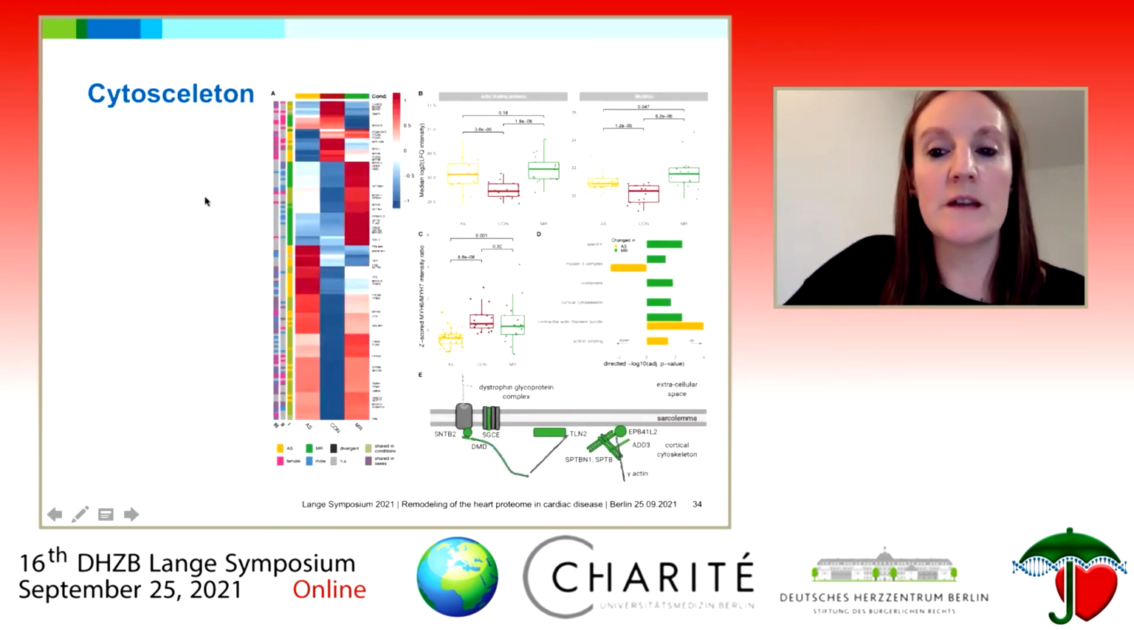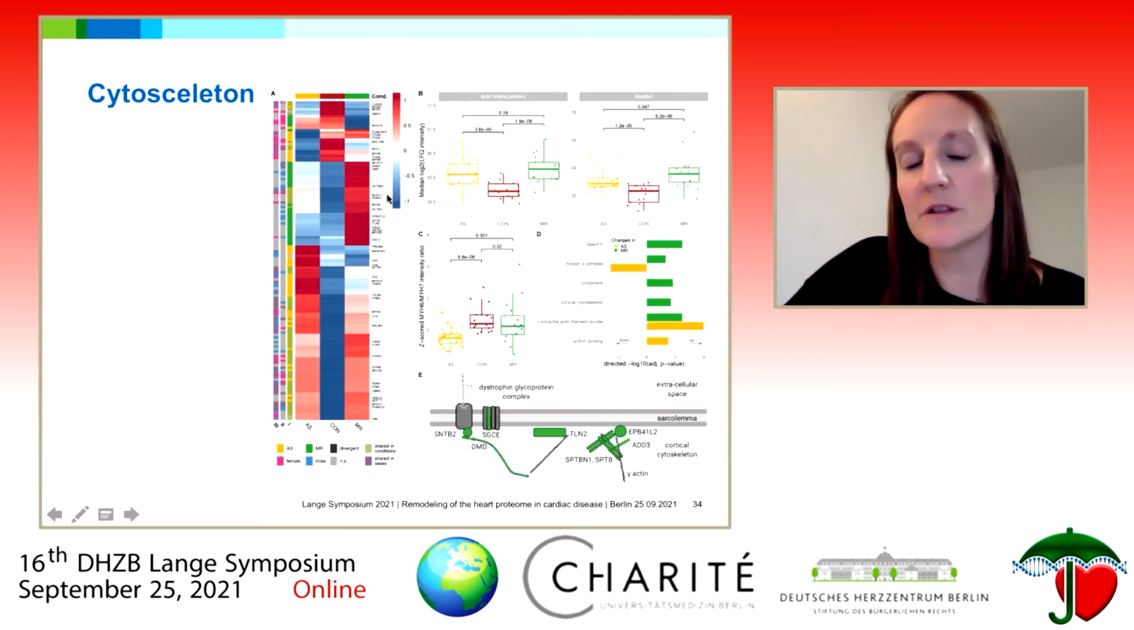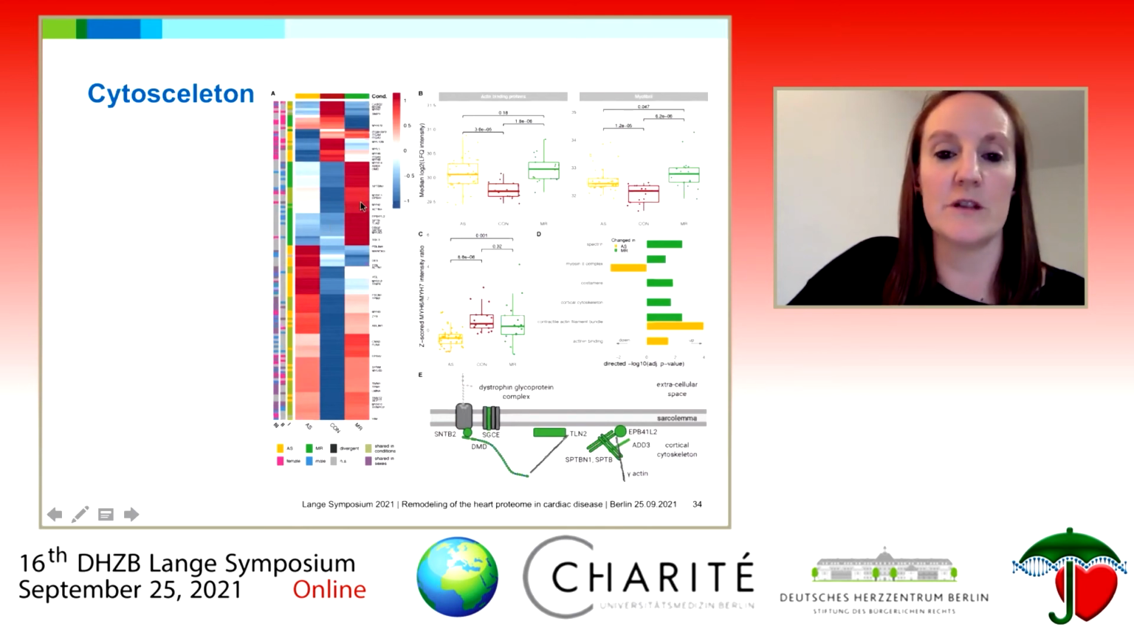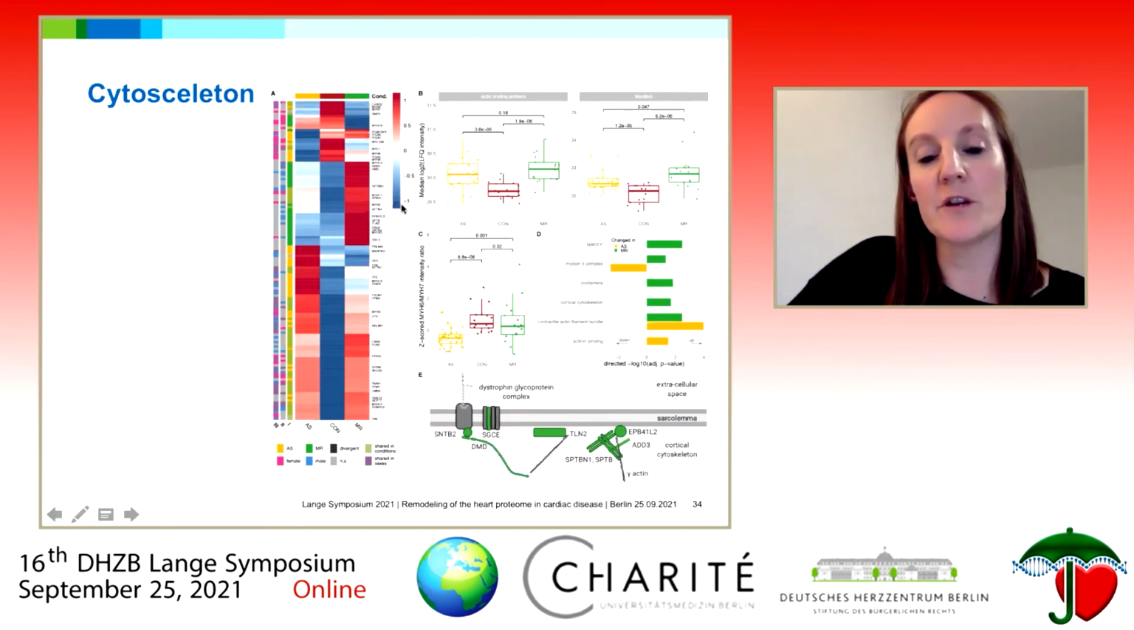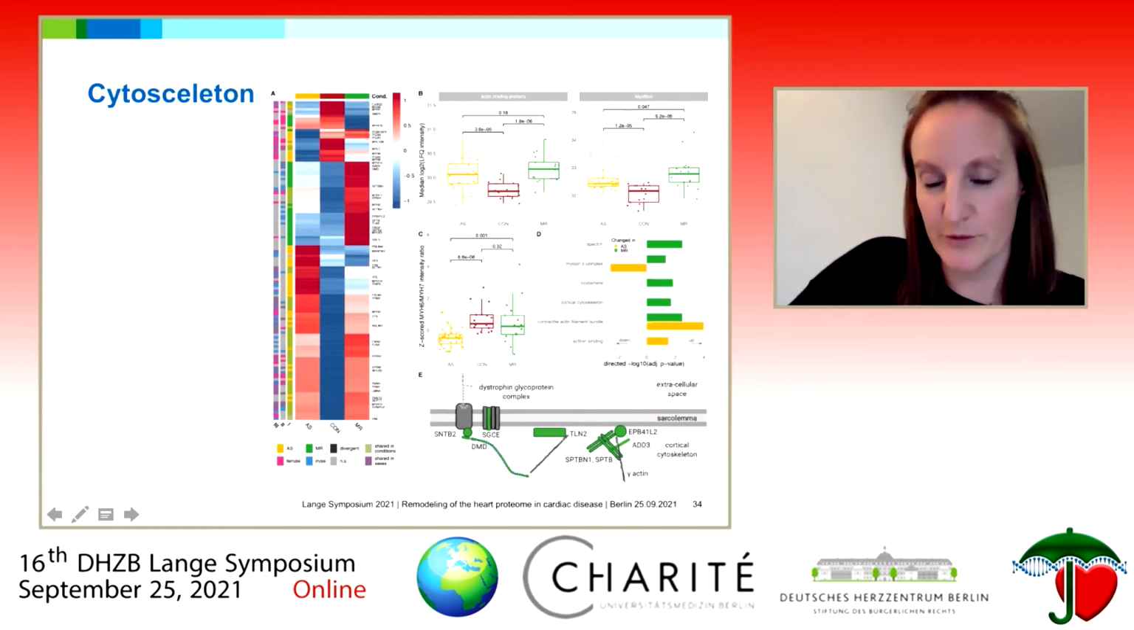Cytoskeletal proteins were again upregulated in aortic valve stenosis patients and in mitral valve regurgitation patients, but again, different proteins were upregulated in AS and in mitral valve regurgitation patients. So in aortic valve stenosis patients, there were more actin bundle proteins upregulated, and in mitral valve regurgitation patients, more cell matrix adhesion proteins.